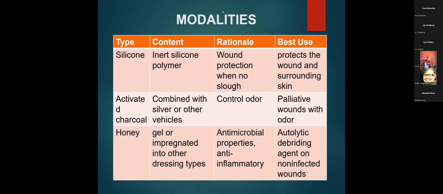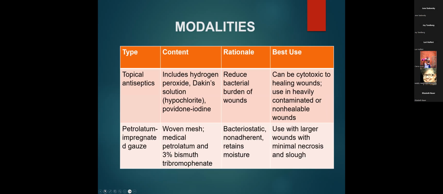I just want to bring your attention to the bottom here. Again, these are a variety of different modalities, and honey, believe it or not, is a type of treatment. You'll find gauzes or gels that have honey in them, and they help both from an anti-inflammatory point of view, and they're also antimicrobial. Next slide, please.